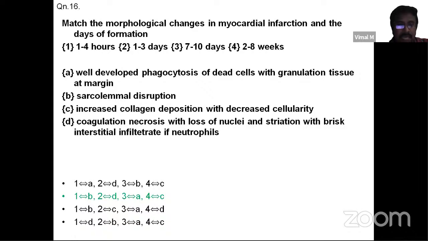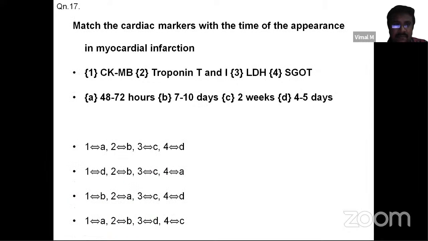So the first option is B: in the first 1 to 4 hours, you will be getting a sarcolemmal disruption. In the 1 to 3 days, you will be having a coagulation necrosis with the loss of nuclei and striation with brisk interstitial infiltrate of neutrophils. Third is A: in the 7 to 10 days you will be getting a well-developed phagocytosis of dead cells with the granulation tissue at the margin. And the fourth is C: in 2 to 8 weeks you get a scar tissue. You know the scar tissue is increased collagen deposition with decreased cellularity.